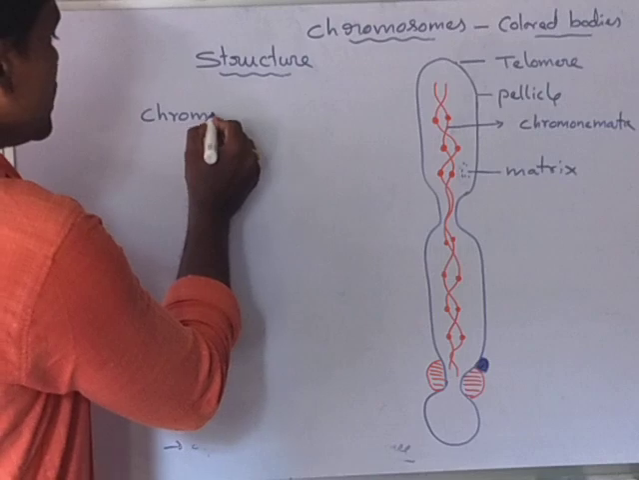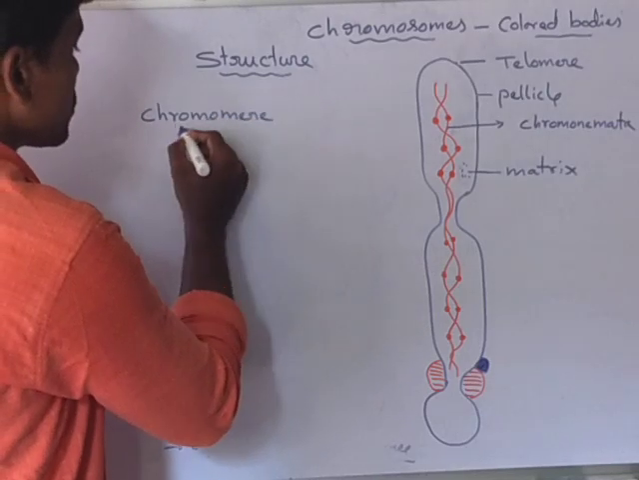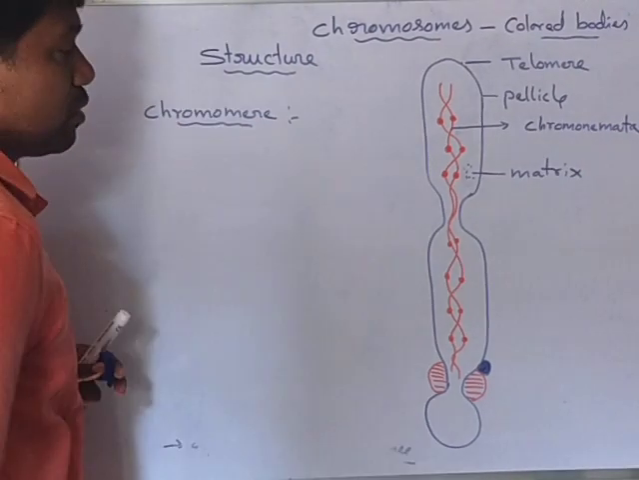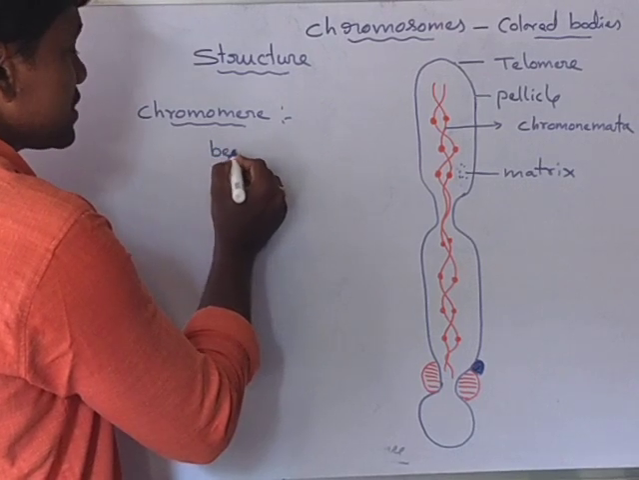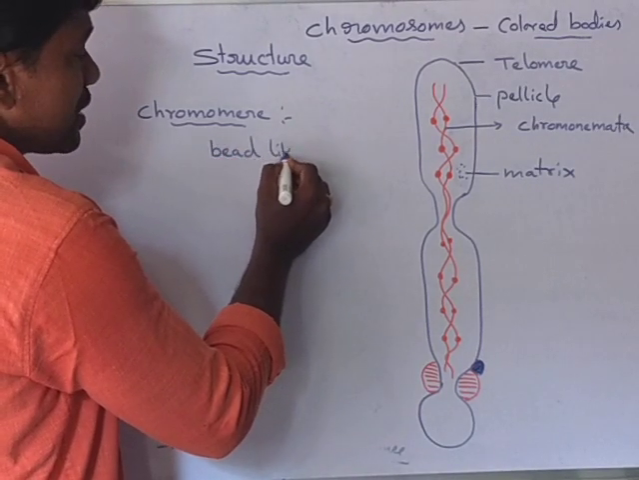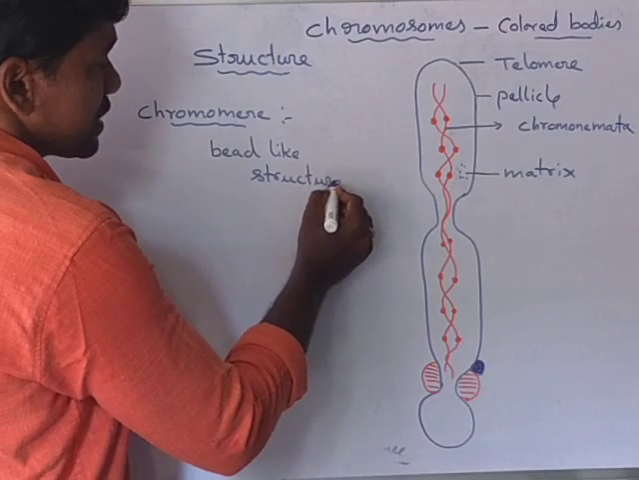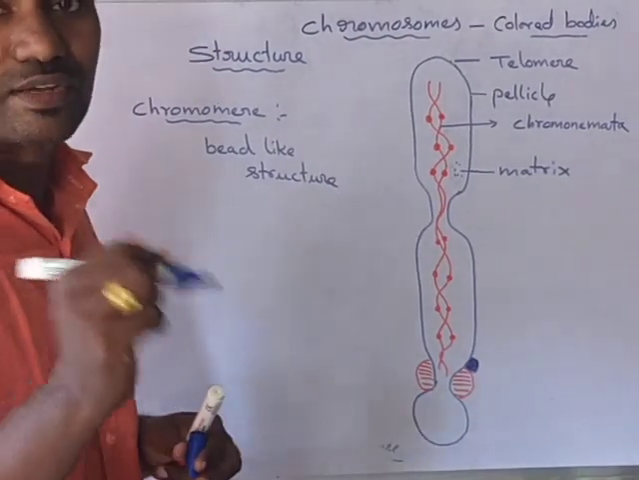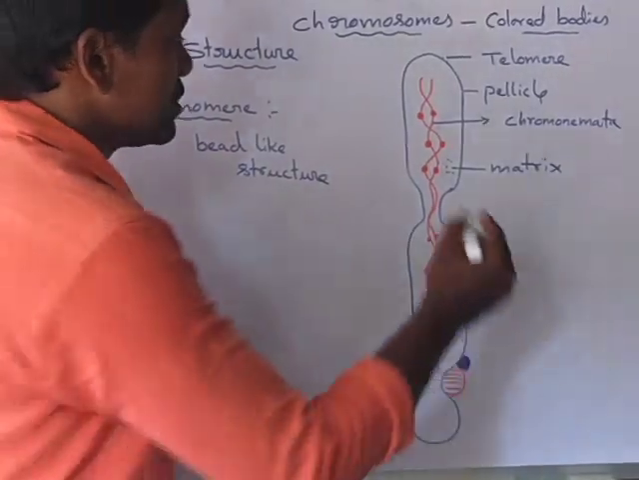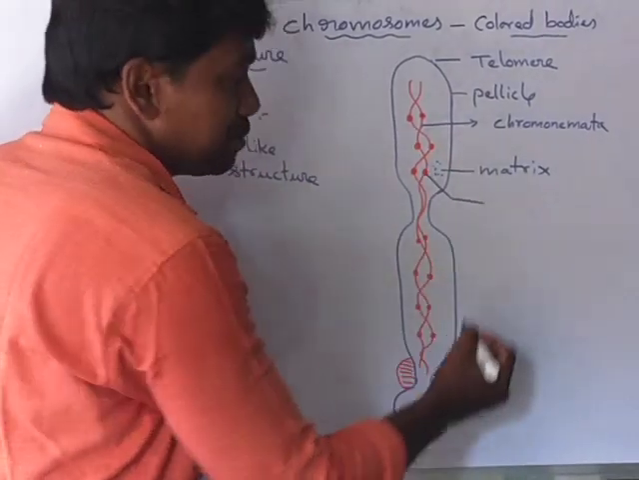Another one is chromomere. So what is chromomere? Chromomere means bead-like structures, which are present on the chromonema. So these are dense bead-like structures.